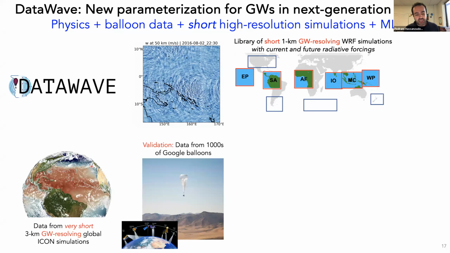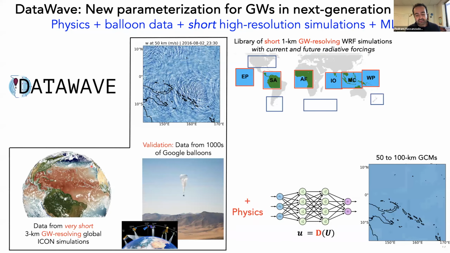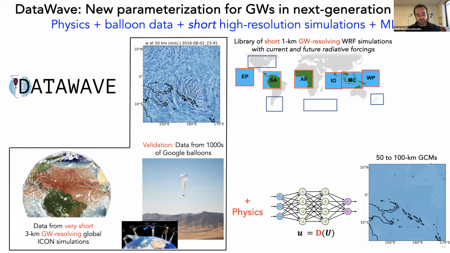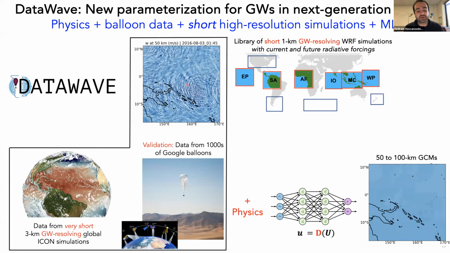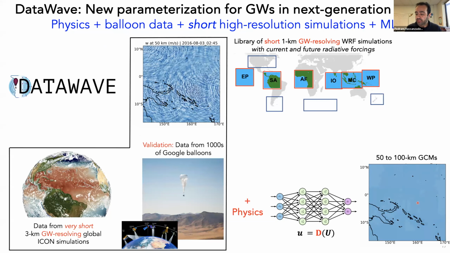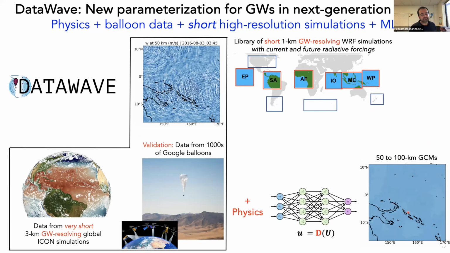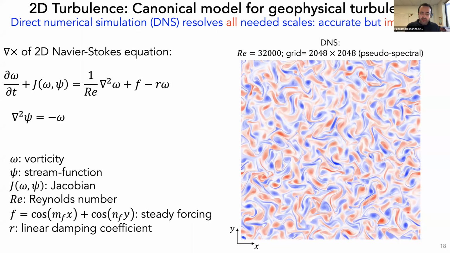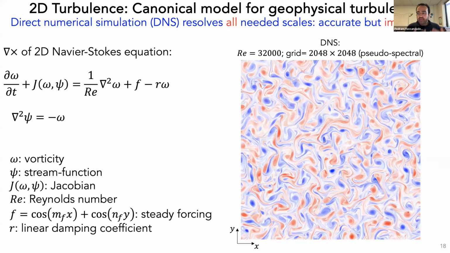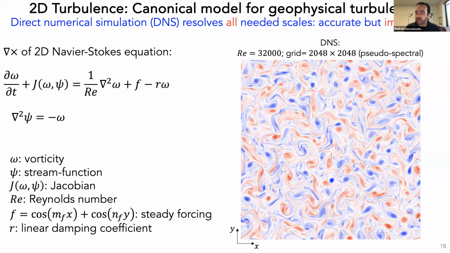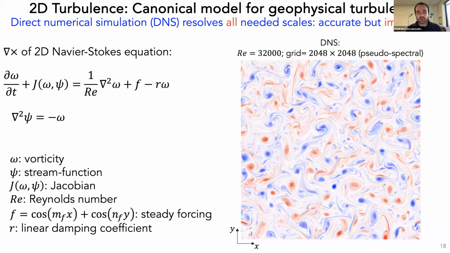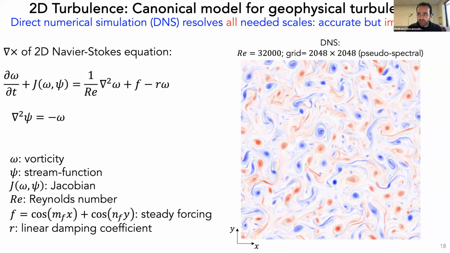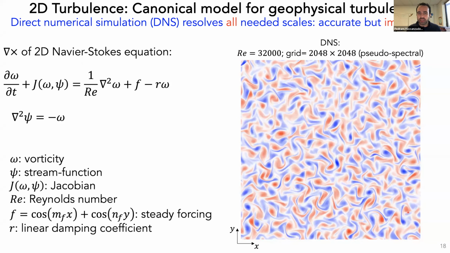So one idea in this project is to combine these data sets plus what we know from physics and train neural networks to represent the effects of the smaller scale waves in a typical GCM. Now, to tell you a bit more about how this idea of learning at smaller scales from high resolution simulations work, I'm going to use a rather simple prototype of geophysical atmospheric oceanic turbulence, and that's two-dimensional turbulence.